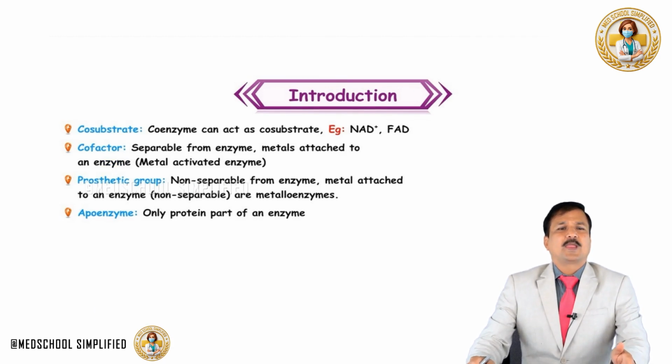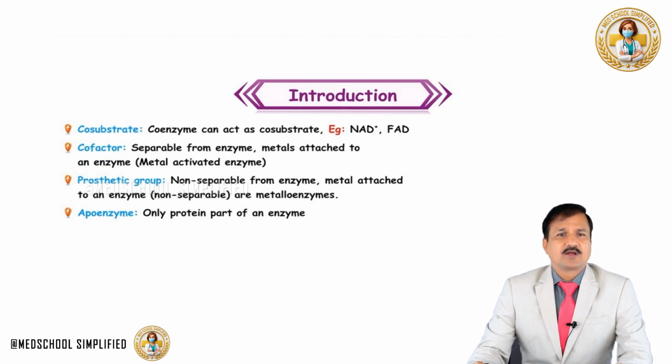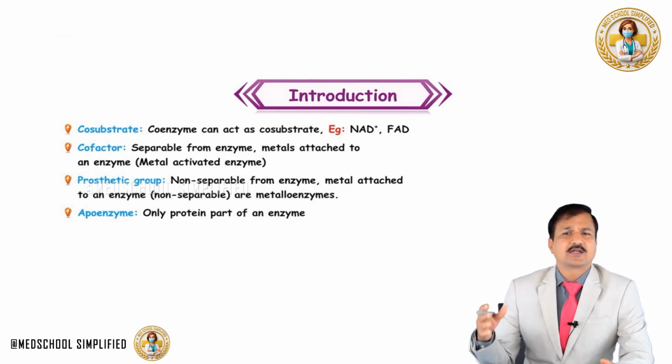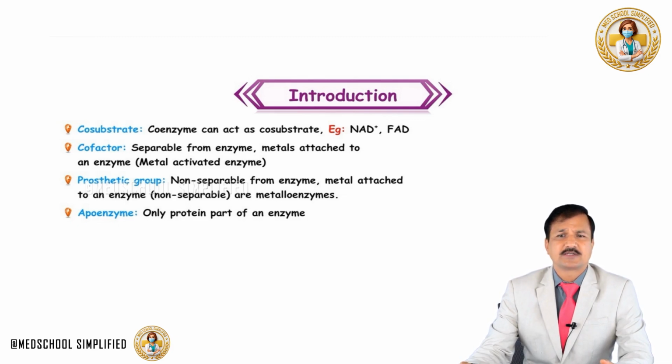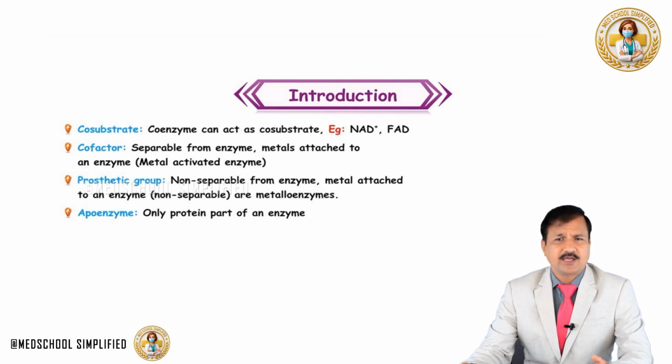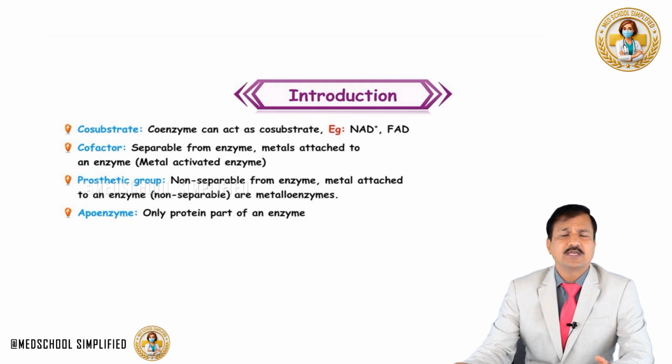Now let's see what is co-substrate. Co-substrates are generally coenzymes that can sometimes act as a co-substrate. That means NAD, that is nicotinamide adenine dinucleotide, can get into the reaction and convert it as NADH plus H plus. So NAD simply acts as a co-substrate here. NADH plus H plus will be co-product. Similarly, FAD can get into the reaction and come out of the reaction as FADH2. So FAD is a co-substrate, FADH2 is the co-product.